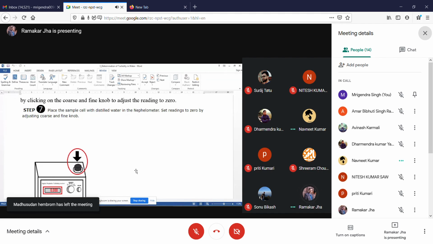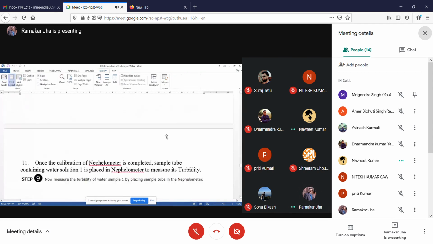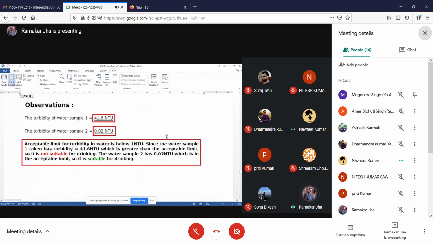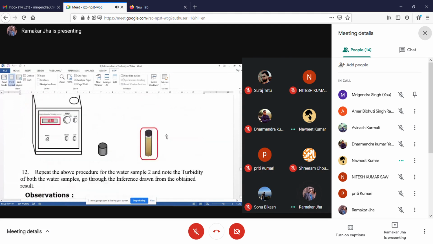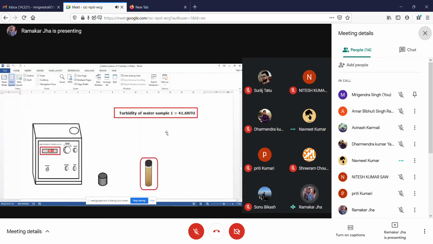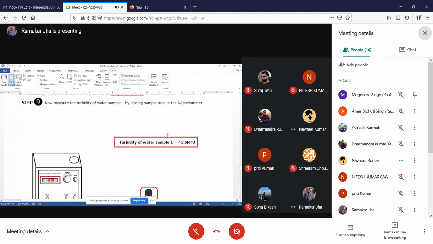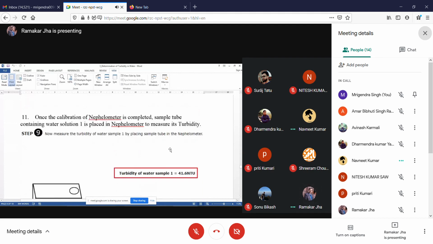Then we can take 2 samples, 4 samples, 5 samples, as many water samples as you want, and then you can find out the turbidity of that water sample. So here we have taken 2 samples and observed them, because we have already calibrated our nephelometer.